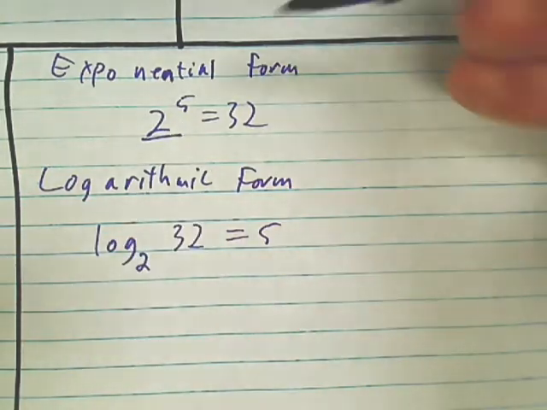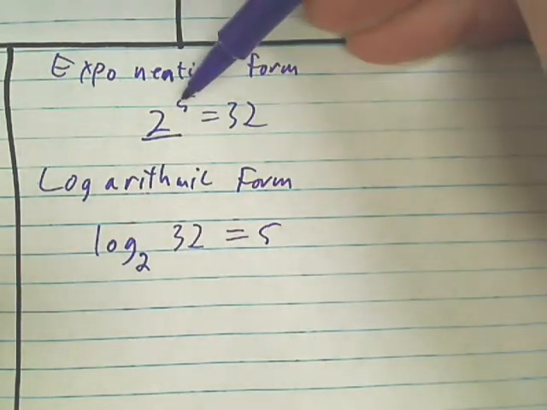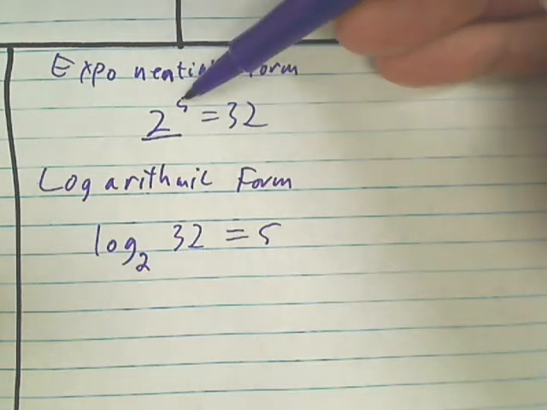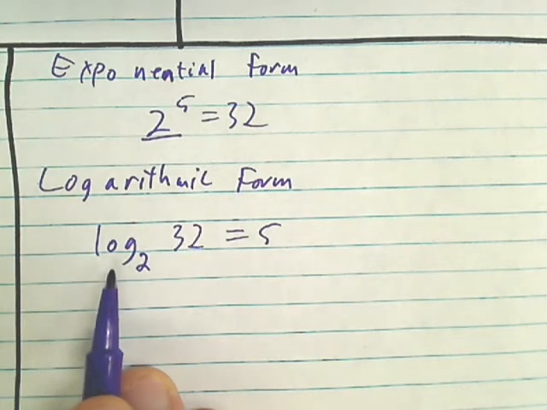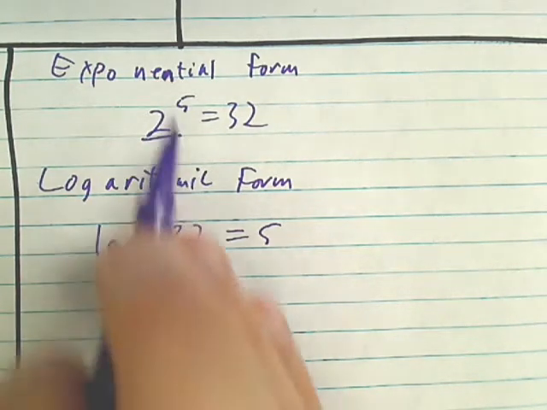Visually, what you see is a switch between the exponent and the power. Instead of 5 and then 32, it's 32 and then 5. And that's what this logarithm means. It's the inverse of the exponent. It switches the x and the y.